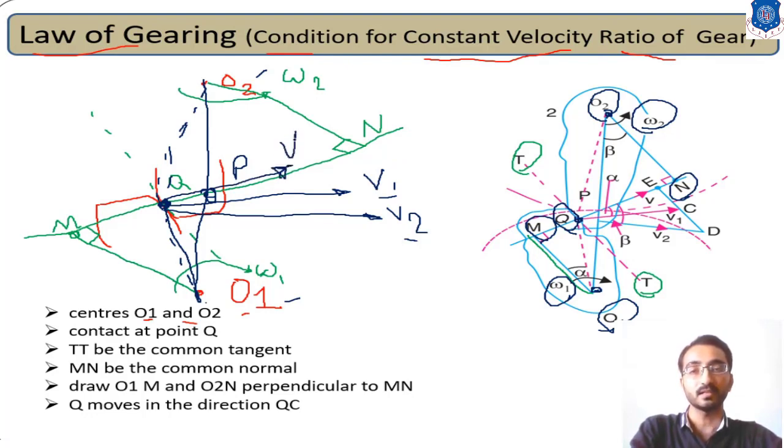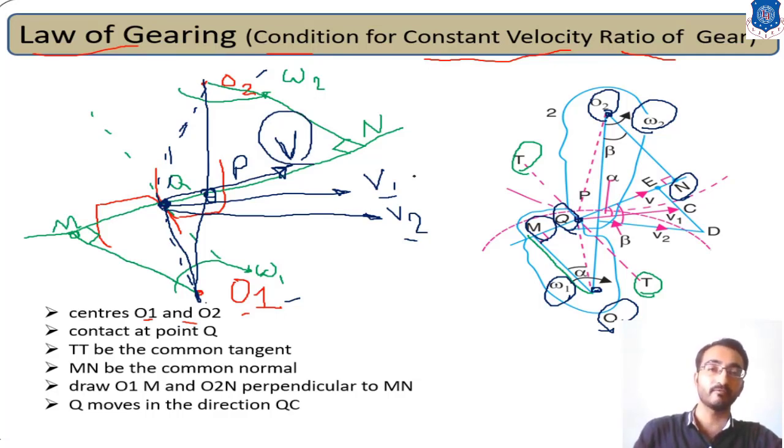If we consider this linear velocity V, then we are aware that while meshing, this point Q has to travel in such a way that it has the same common velocity V. So, for example, the component of V1 along this velocity line and the component of V2 along this velocity line must be the same. Then and only then will they transmit power with the same velocity.